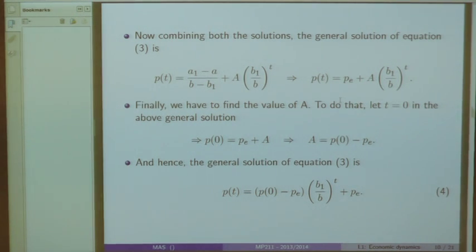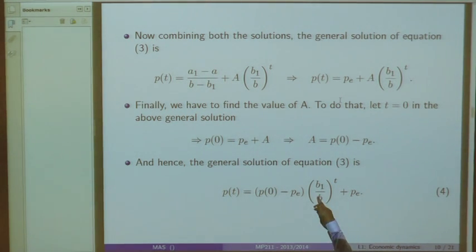What are B1 and B? B1 is the slope of the supply curve, and B is the slope of the demand curve. Only when this is less than 1 will this process converge to the equilibrium price. If this is greater than 1, it is going to be unstable, or the exchange will never happen. You will say one price and the seller will say another price, so the market will not converge at all.